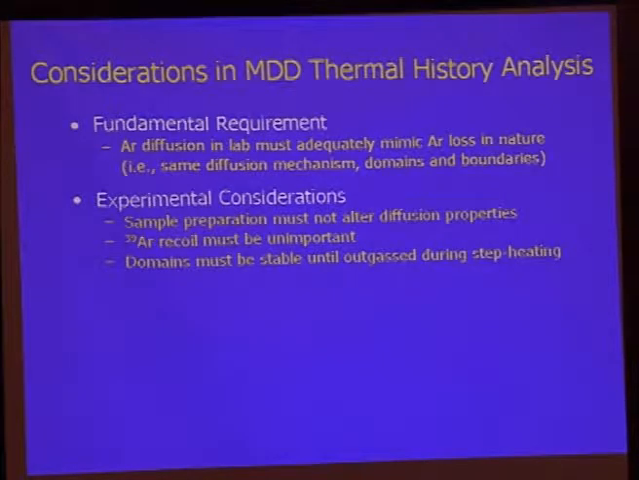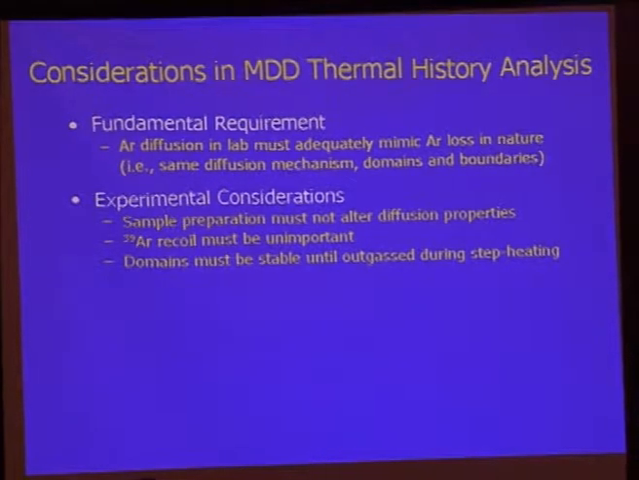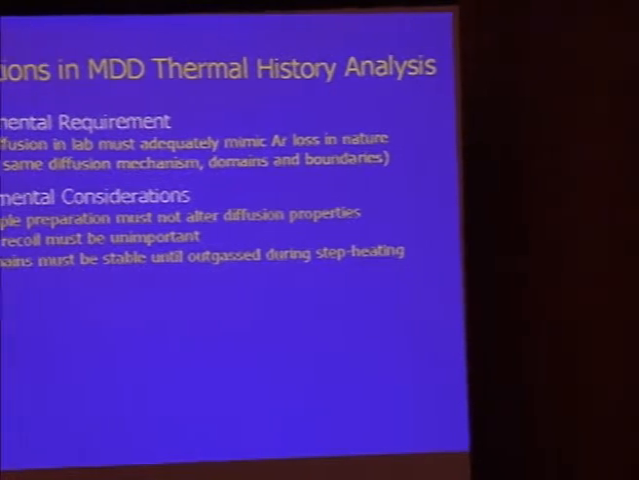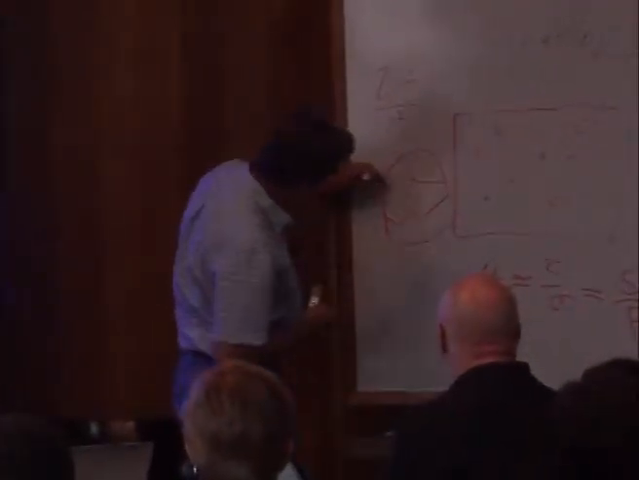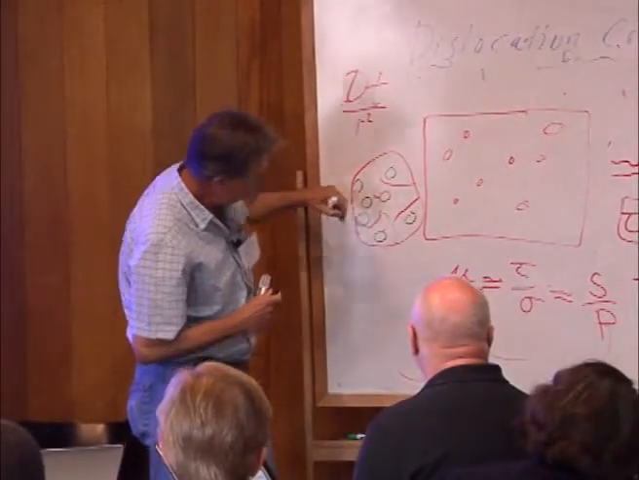But there's a risk there, and that is: if this is my sample, and here are the diffusion domains in that sample, and I decide to crush my sample up to get uniform particles of this size, what will I have done? And that's a rhetorical question.